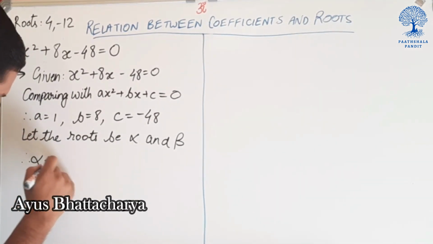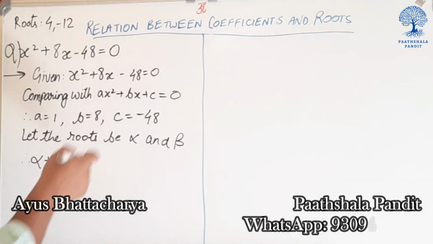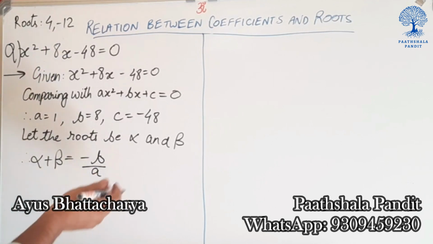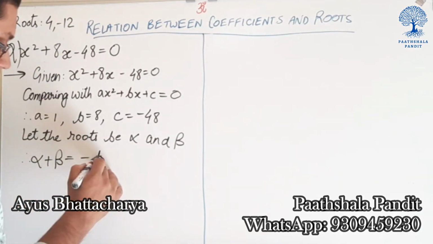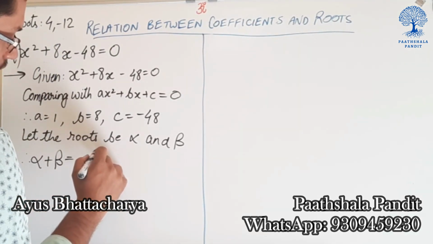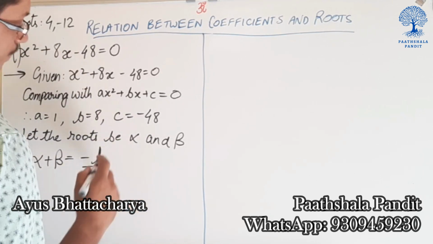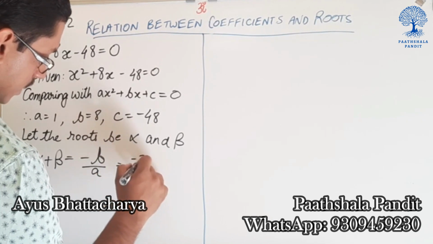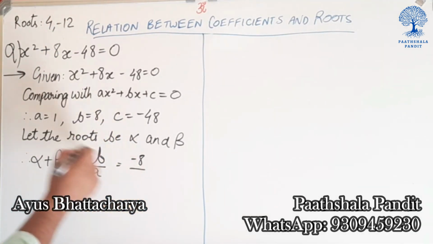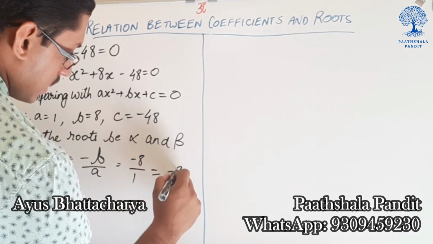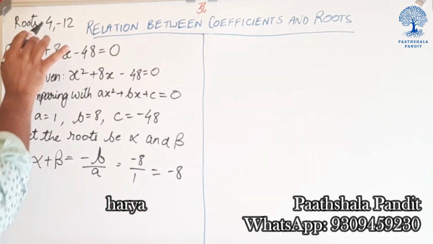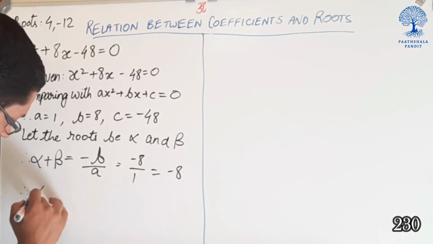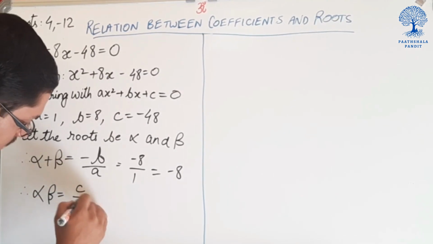Suppose it is asking the sum of roots and the product of roots, both. Therefore, we will write like this: alpha plus beta is minus b by a. As we have seen just now, it is minus b by a, correct? So we will substitute now. What is b? It is 8, so minus 8, and a is 1. It is minus 8. Now let me write the product also. Therefore, the product is c by a.